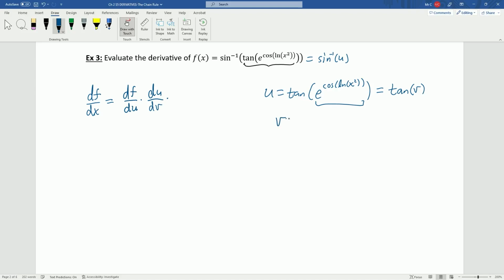Okay, now what about v? What's this whole v thing? Well, v is e to the cosine of ln of x squared. Oh no, what do I do? Well, look, it's just e to this thing here. It's e to the w, we'll call it. Okay, so now I need to get rid of dv, so I need dv dw. Oh, my new variable is w. Well, what's w? Well, it's just cosine of ln of x squared.